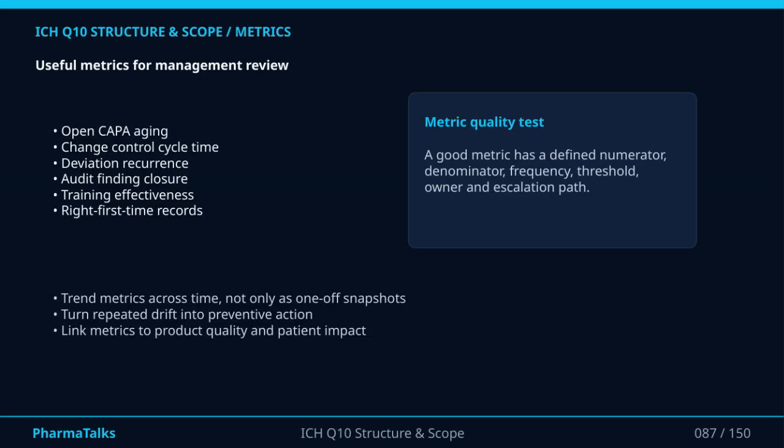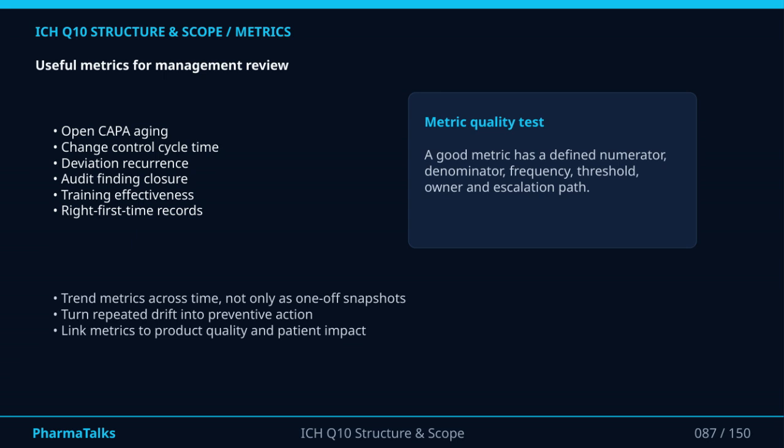Let's focus on some useful metrics for management review within the ICH Q10 structure. These metrics help us monitor key quality and process indicators effectively. For example, tracking open CAPA aging gives insight into how long corrective and preventive actions remain unresolved. Change control cycle time measures how efficiently changes are implemented. Deviation recurrence helps us understand if issues are recurring, which could signal deeper problems. Monitoring audit finding closure ensures that all identified issues are addressed promptly. Training effectiveness is vital to confirm that staff are well prepared, and right first-time records help assess the accuracy and quality of documentation on initial attempts.